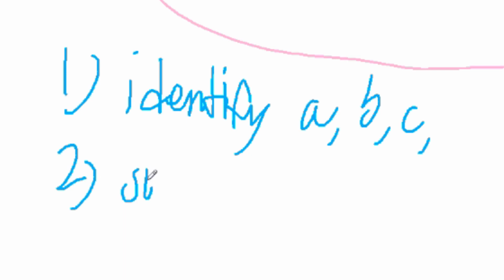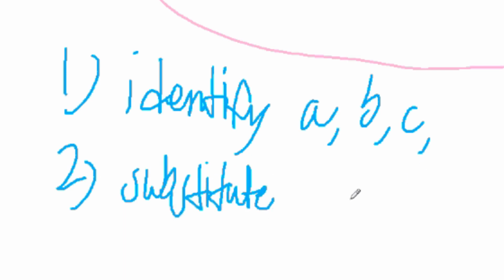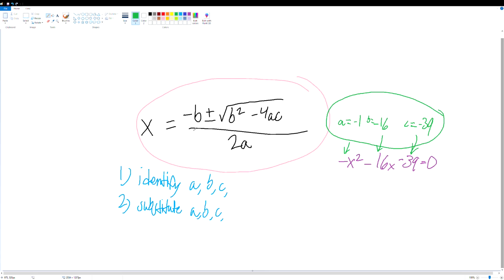Now that we've found the a, b, c's and 1, 2, 3's, it's time to substitute them into the equation. Underlined in green are the variables which you will have to replace with their respective values.